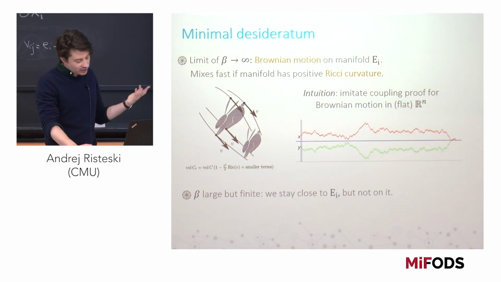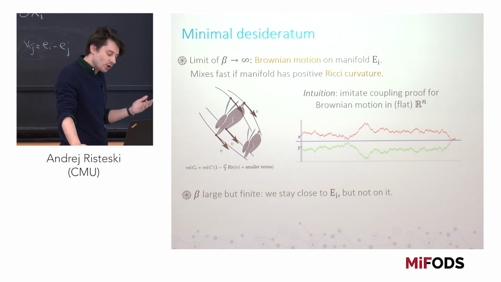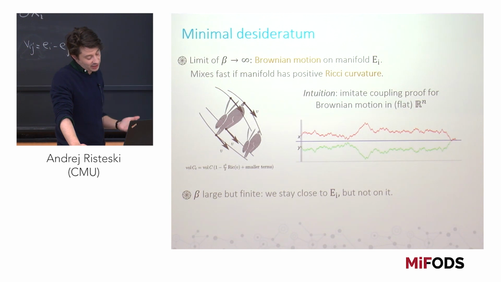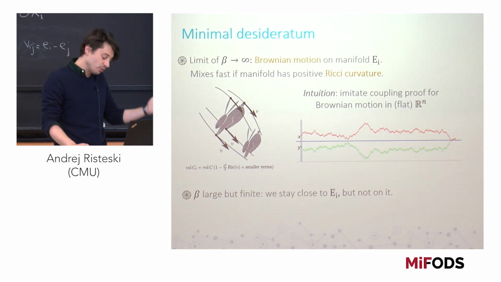And so now, okay, this is a minimal desideratum because this is only thinking about what's happening when beta is going to infinity. Of course, when beta is large but finite, what's going to happen is that we'll be close to one of these manifolds, but not actually on it, right? So we have to figure out how we're going to deal with not actually sticking to the manifold, but being just nearby it.